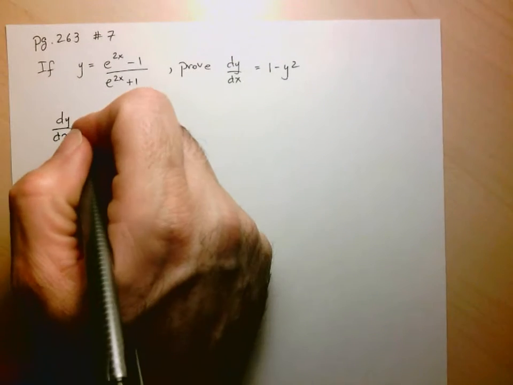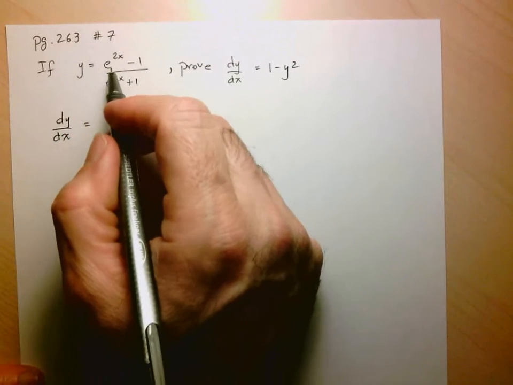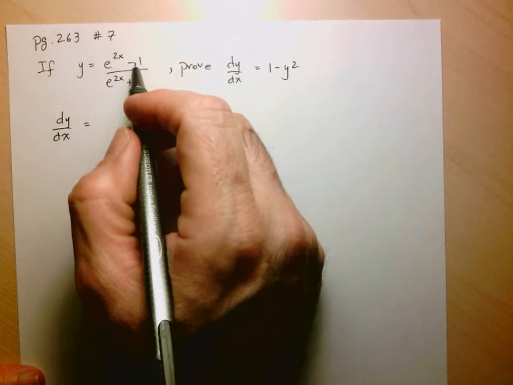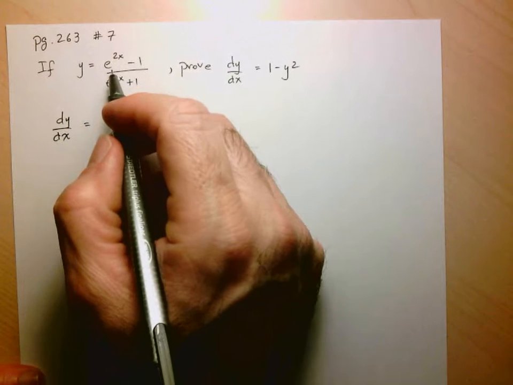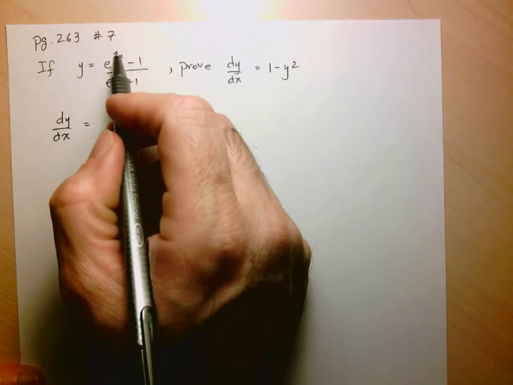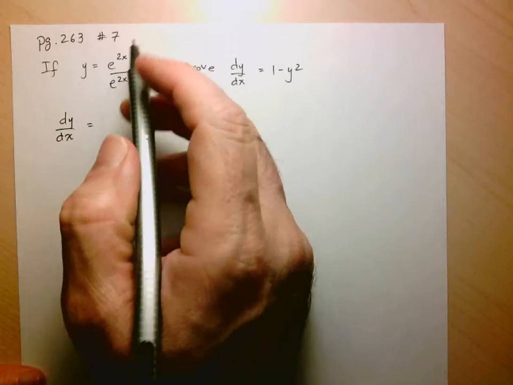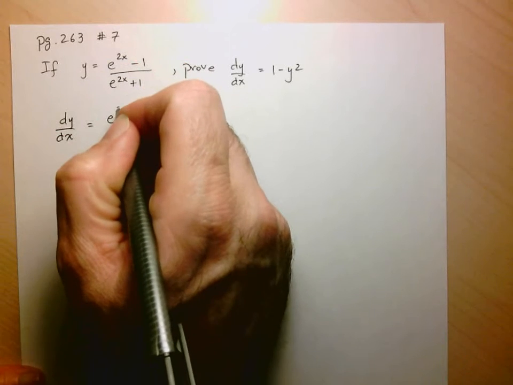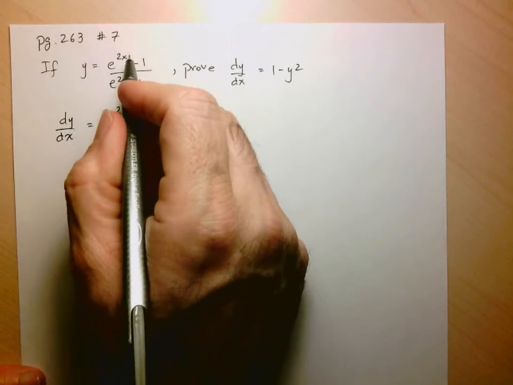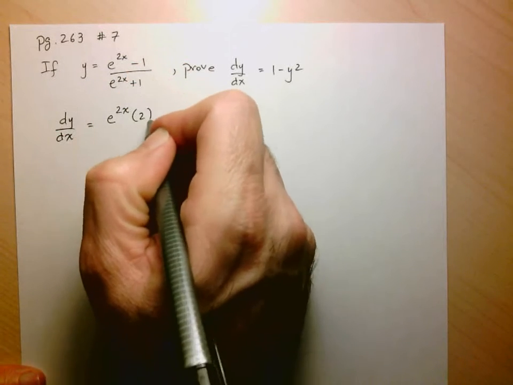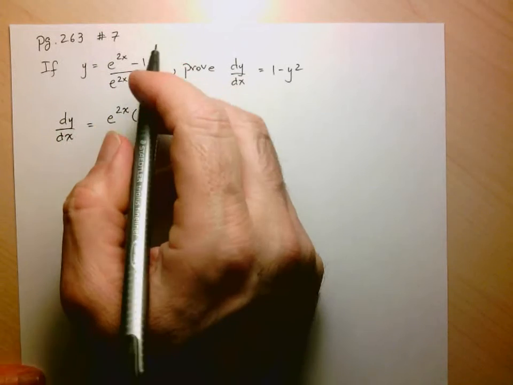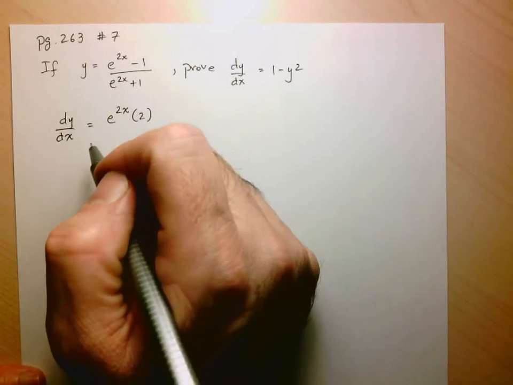So let's take quotient rule here. The derivative of the numerator: we know the derivative of 1 is just going to be 0, so we're just dealing with this portion here. Our 2x is like our u, so the derivative of e to the u is just e to the u, so e to the 2x, times the derivative of u, which is just 2. And as we said, the derivative of negative 1 is just 0.